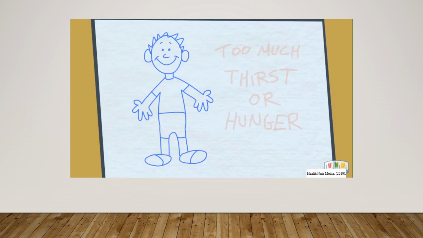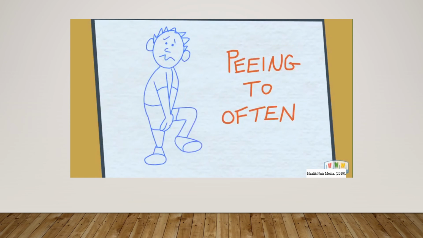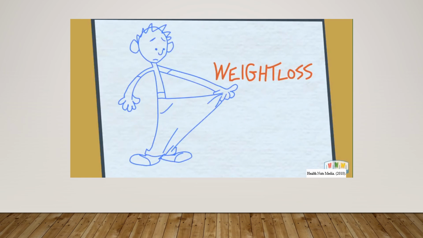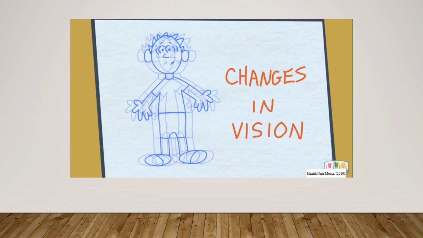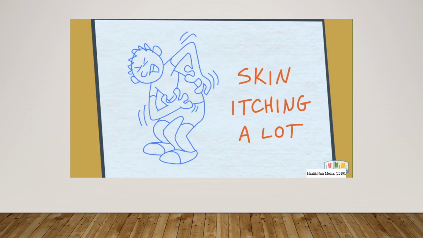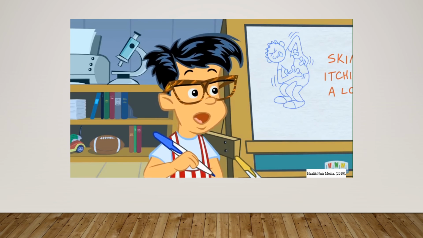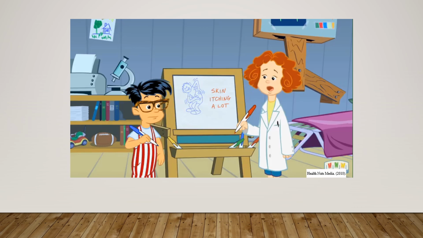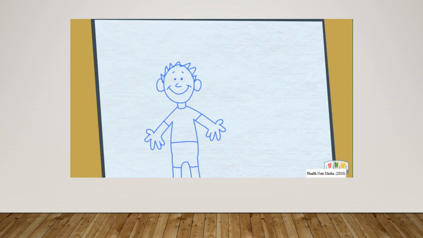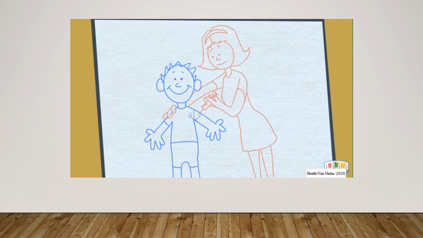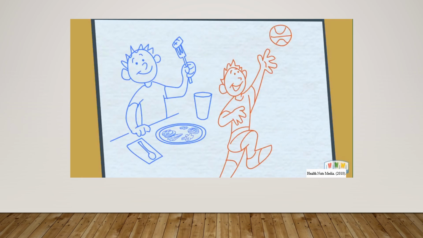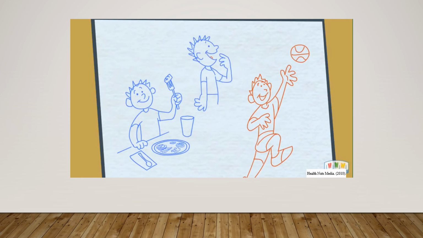How do we know if we have this? Some symptoms are too much thirst or hunger, peeing too often, weight loss, tiredness, changes in vision, slow healing cuts, and itching of your skin that goes on and on. That's a lot of stuff. That's why it's very important for people with diabetes to take care of themselves. In some cases, people with diabetes need to take daily insulin shots. Sometimes you can control this disease through diet and exercise, and taking medication by mouth.